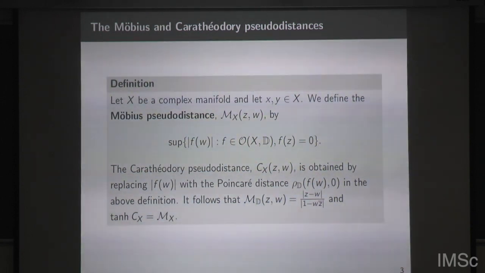Pseudo distance is just the usual notion of metric, except it's possible that d(x,y) is 0 even when x is not equal to y. A pseudo distance satisfies all the conditions in a distance, a metric, except that it's possible that d(x,y) is 0 even if x is not equal to y.